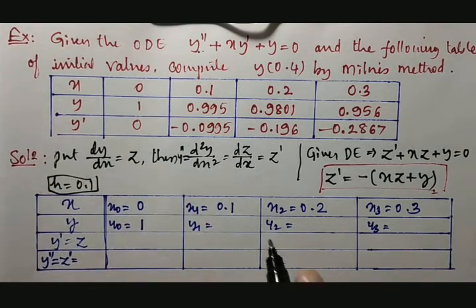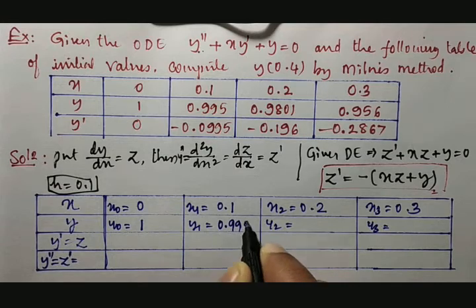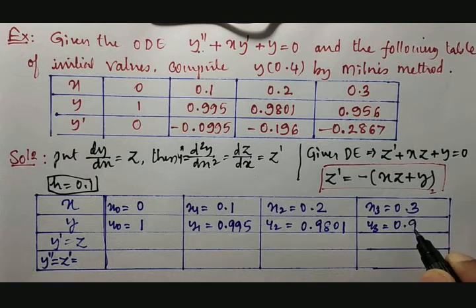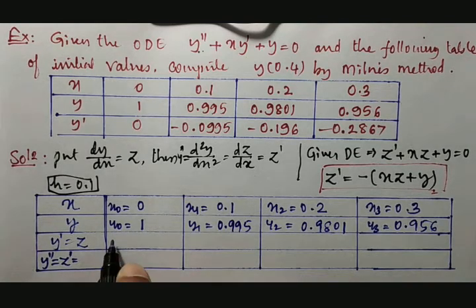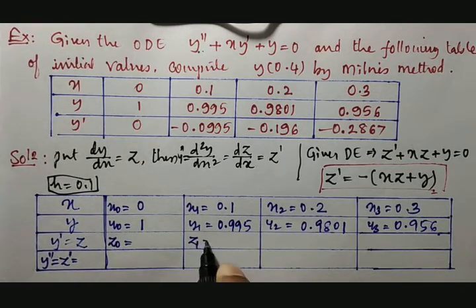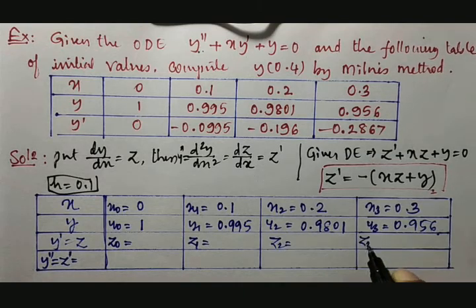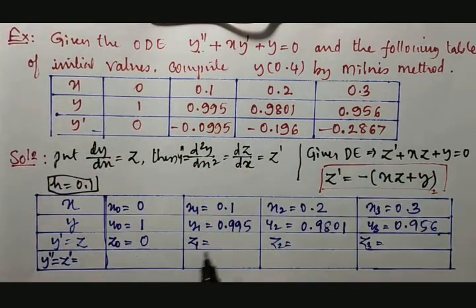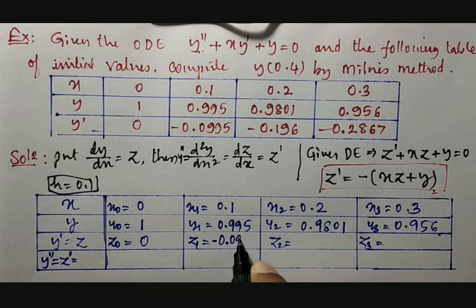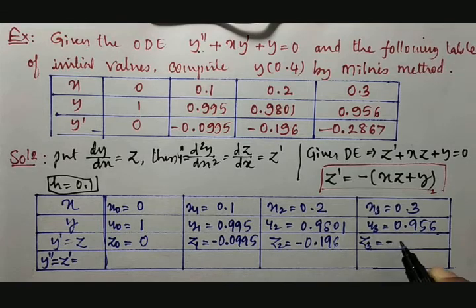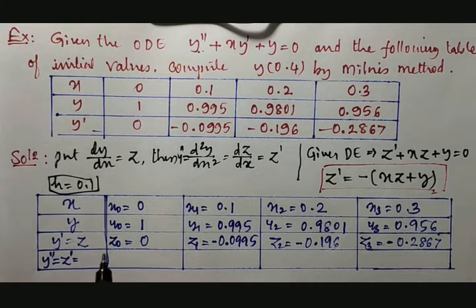y0 is equal to 1, y1 is equal to 0.995, y2 is equal to 0.9801, then y3 is 0.956. Similarly, y dash is nothing but z, so we have z0, z1, z2, z3. So what is z0 now? From this column, z0 is 0, then z1 is minus 0.0995, then z2 is minus 0.196, and z3 is minus 0.2867.